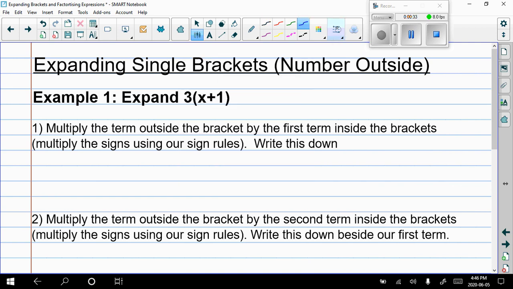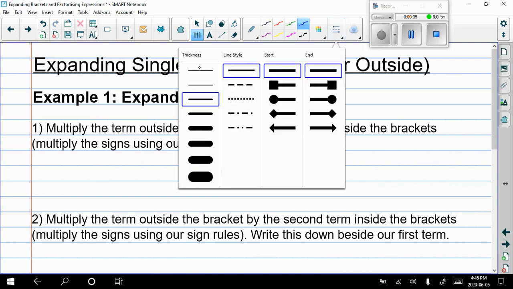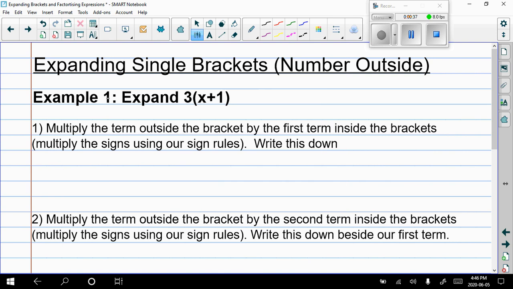So here we have the number 3 on the outside, and we have x plus 1 on the inside of our bracket. But what does this actually mean? Well, it's saying that we have 3 x plus 1s. So if we write that out, it means that we have x plus 1, x plus 1, and x plus 1, right? If we have 3 of them and we group them together, we just add them together.